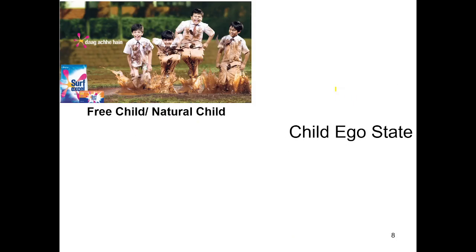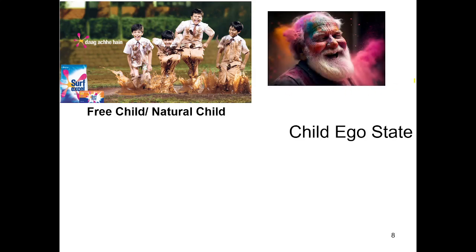Now, let us see the two subdivisions of child ego state. One type is natural child. Natural child means there is no restriction. They will do whatever they want to get pleasure. When children play in the mud, playing in the mud is a natural behavior of children. It is not restricted to children. Even a grown-up man can be a natural child. When he or she is celebrating a festival, he will be in a natural child ego state.